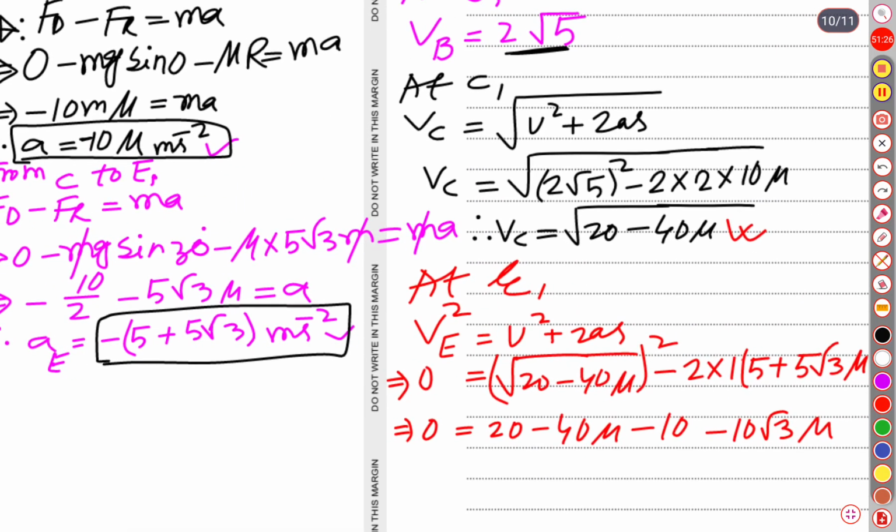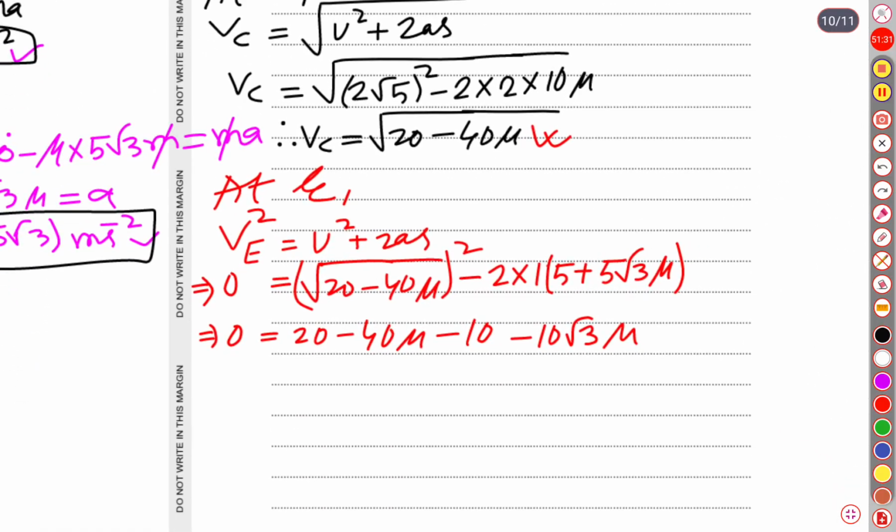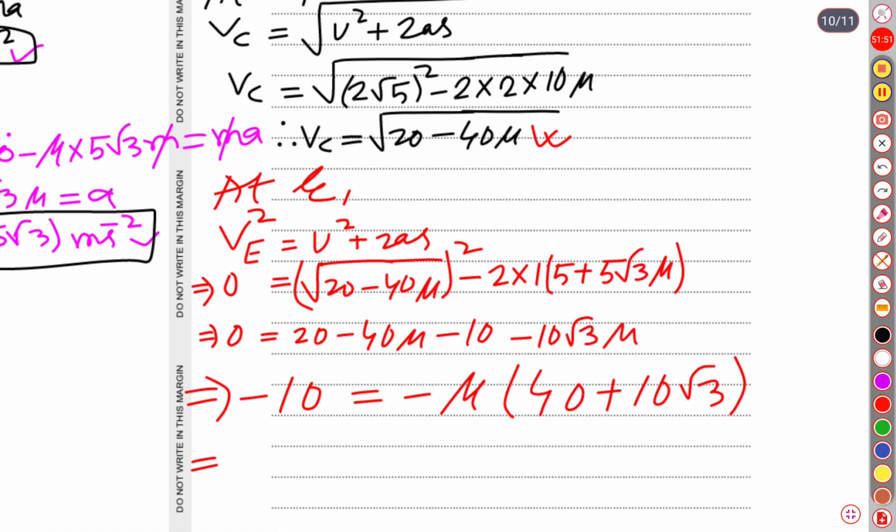Okay, if we simplify more, 20 minus 10 is 10, and it must be negative on the other side. 10 equals negative, if you take mu common, it is going to be 40 plus 10 square root over 3. Then if we isolate mu, discarding this negative symbol, it is going to be 10 over 40 plus 10 square root over 3.